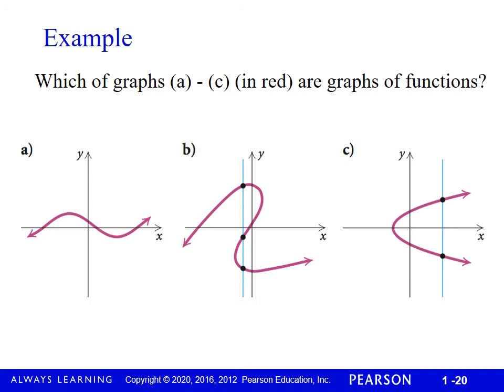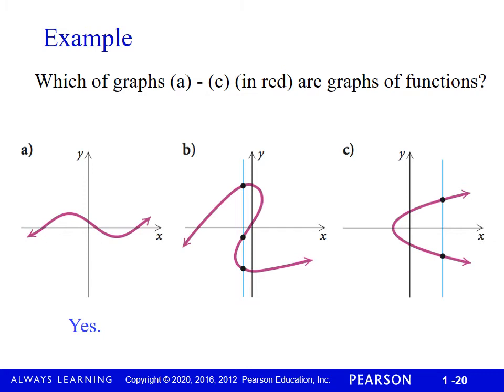For example, notice if we have an up and down line in the example here on A, everywhere that we draw an up or down line, it only crosses the graph once. So A is a function because no matter where we put a vertical line on A, it's only touching the graph once. In B, we have a different situation.